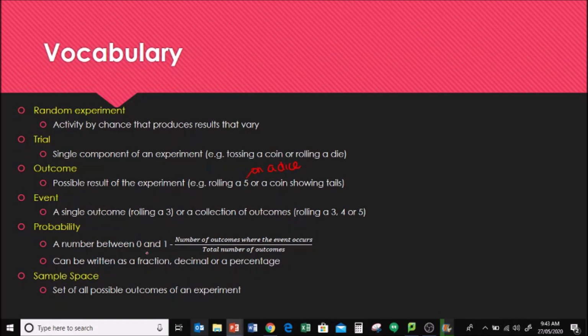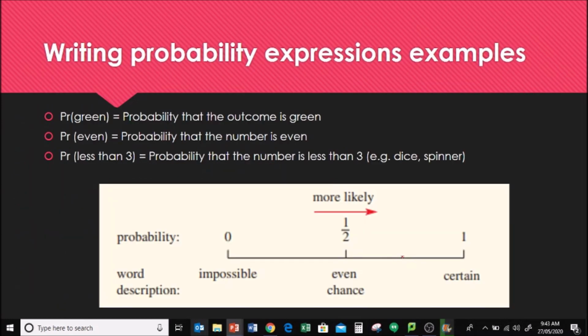Probability is a number between 0 and 1. So this is the fraction that you would use: the number of outcomes where the event occurs over the total number of outcomes. And this can be written as a fraction, decimal, or a percentage. And the last one is sample space, which is a set of all possible outcomes of an experiment, which I will let you know how that is written in probability.